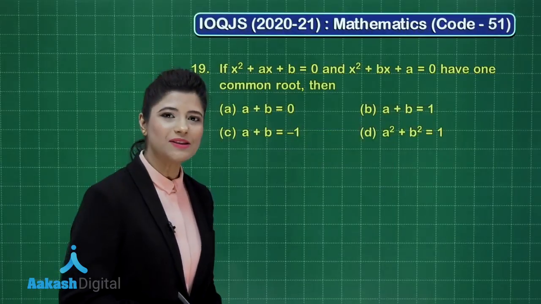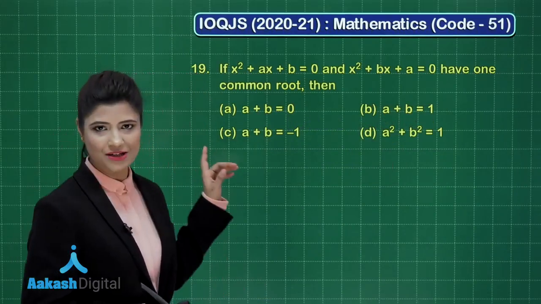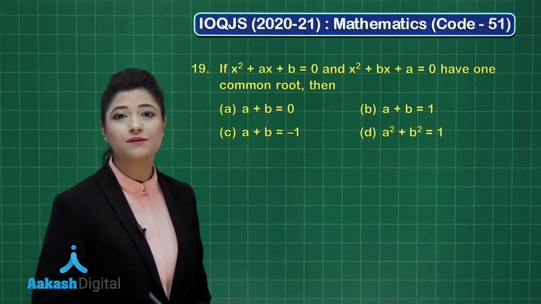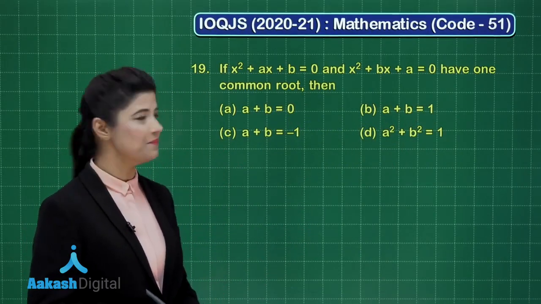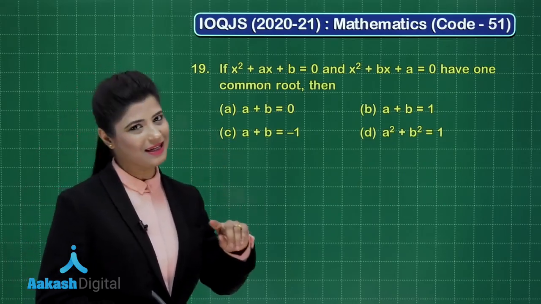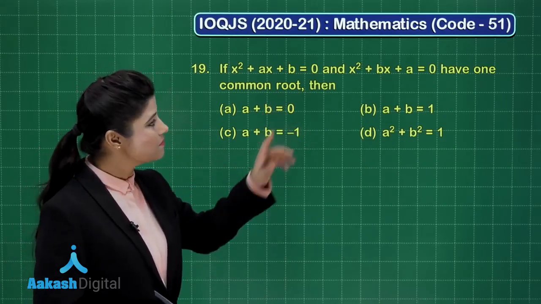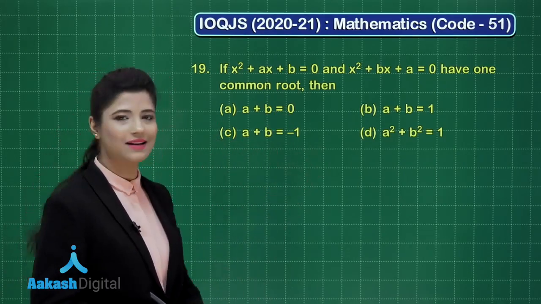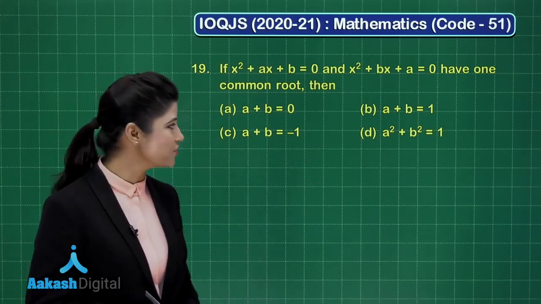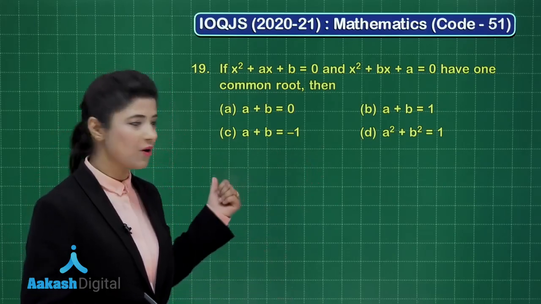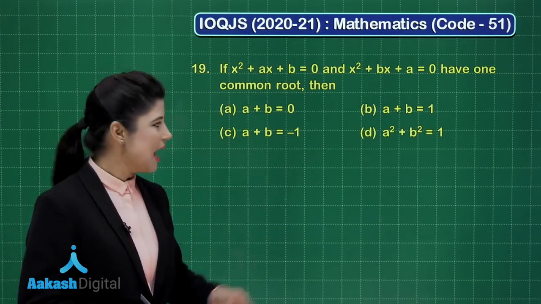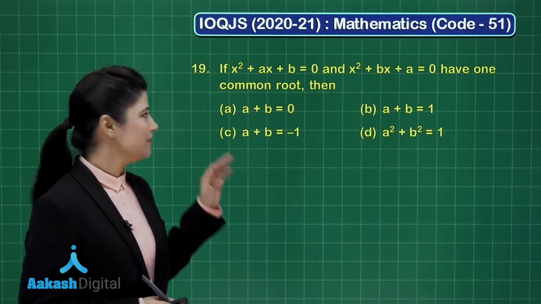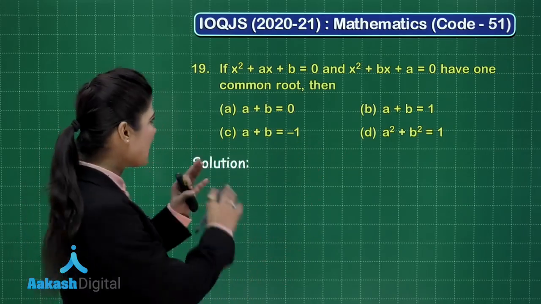Alright, so let's start with the discussion of the mathematics portion, where we have the first question, 19, in the mathematics portion. This question is from the chapter of quadratic equations. It states that if x square plus ax plus b equal to 0 and x square plus bx plus a equal to 0 have one common root, then which of these options is correct? Option A is a plus b equal to 0, option B is a plus b equal to 1, option C is a plus b equal to minus 1, and option D is a square plus b square equal to 1.